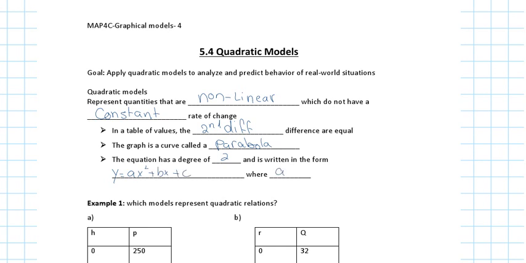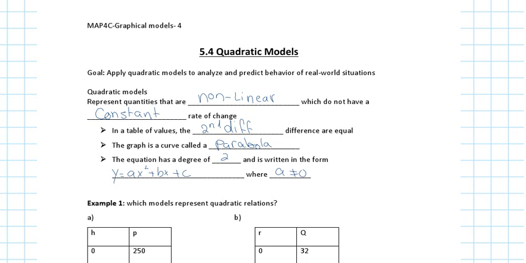Because the minute that a is equal to 0, then you're going to have a linear function. Right? If a is 0, a times whatever number is going to be 0, and then you will only have bx plus c, and that makes it linear. Okay, so a cannot equal 0.